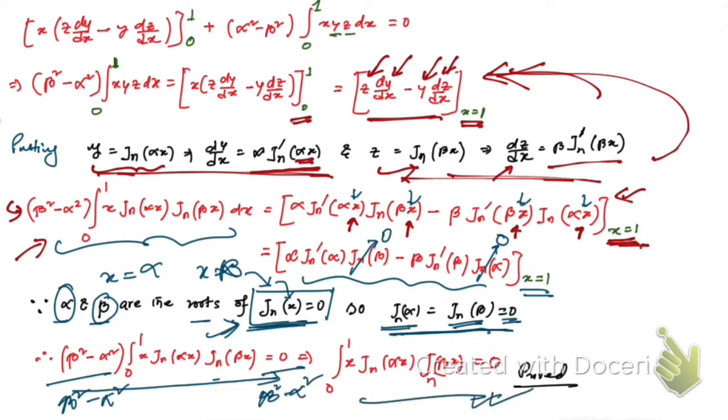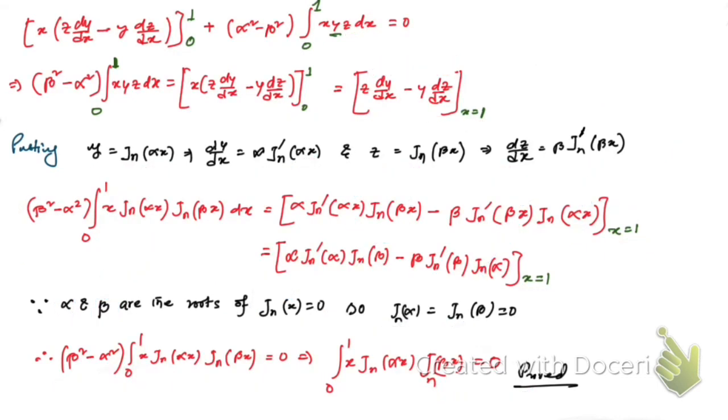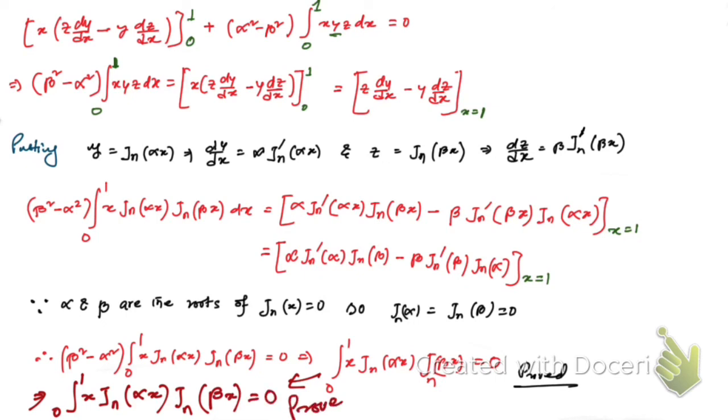So this is what we needed to prove. I hope you have understood this. Let me write this result here: the integration from 0 to 1 of x times Bessel's function Z of alpha x, Zn of beta x is equal to 0. That's what we needed to prove.